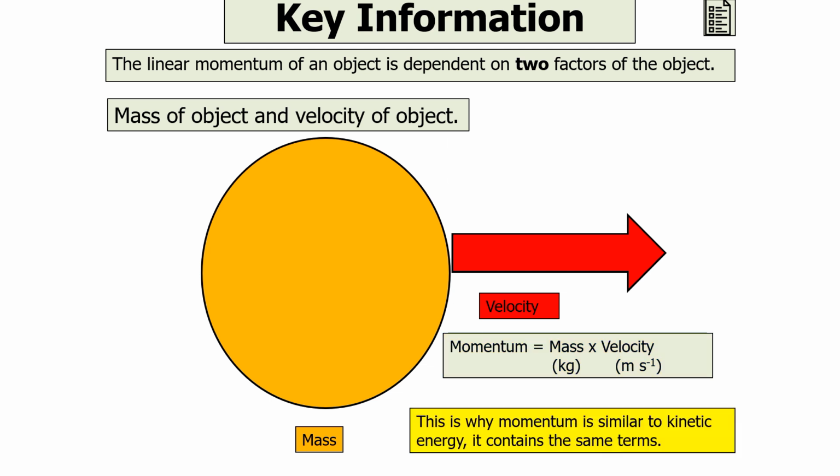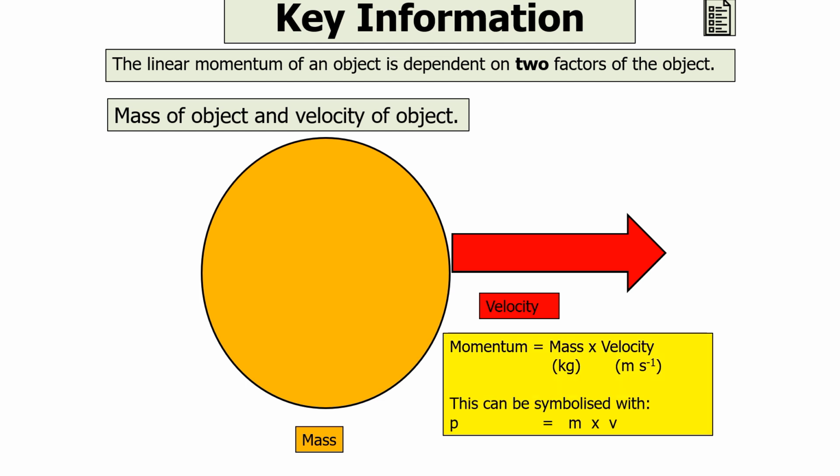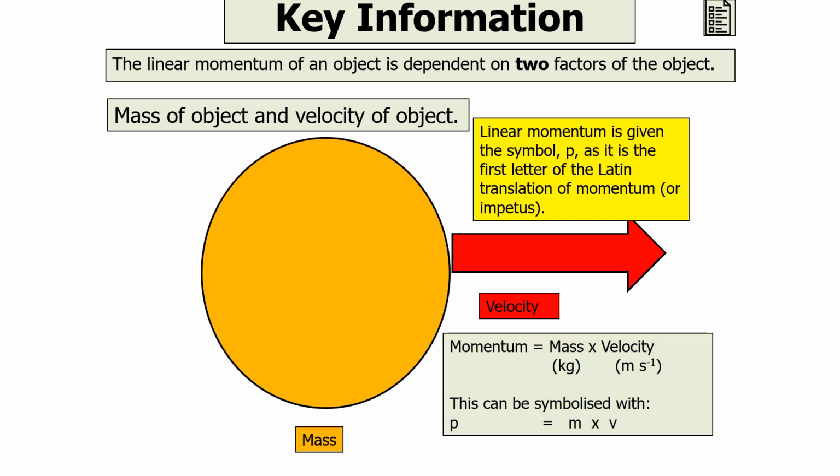Now, we know that momentum is similar to kinetic energy as it contains the same terms. Momentum is mass times by velocity, and kinetic energy is a half mv squared. Now, we can symbolize this equation with the symbols P equals mv. Now, linear momentum is given the symbol P as is the first letter of the Latin translation of momentum.